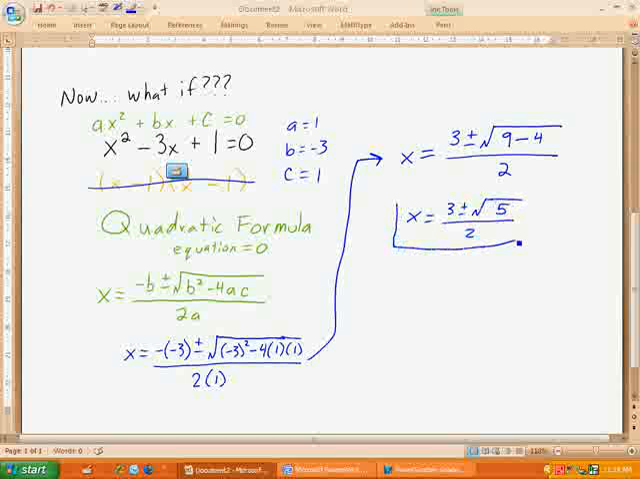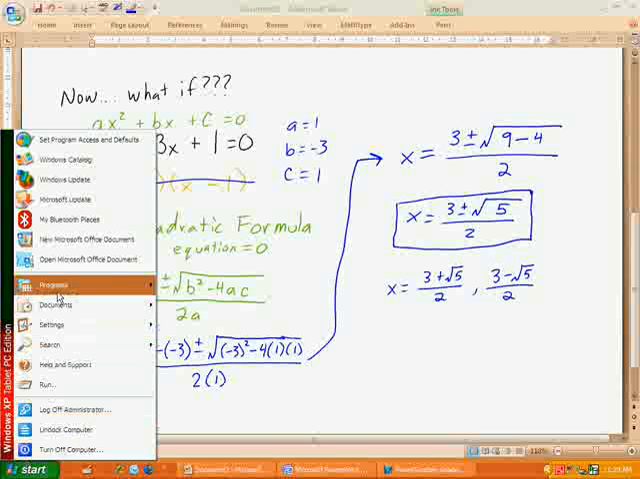Now this is an acceptable answer if it asks for the exact answer, if it just asks for the value of x. If it asks you to put it as a decimal, then I actually need to take this and write it in two different ways. One of them is going to be x equals 3 plus the square root of 5, and then all of that divided by 2. The other one will be 3 minus the square root of 5, all of that divided by 2. Okay? And so this you should be able to put into your calculator, and you should get an answer. And so I'm going to come over here and I'm going to pull up my calculator.